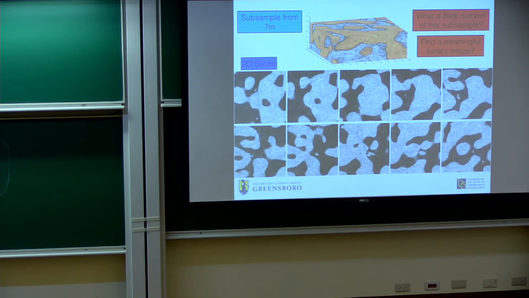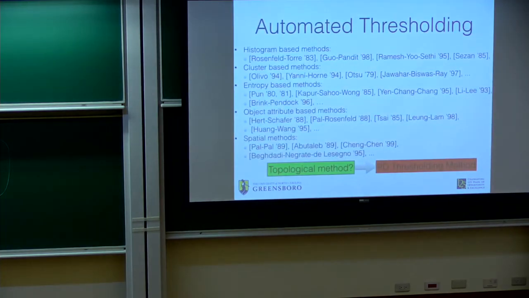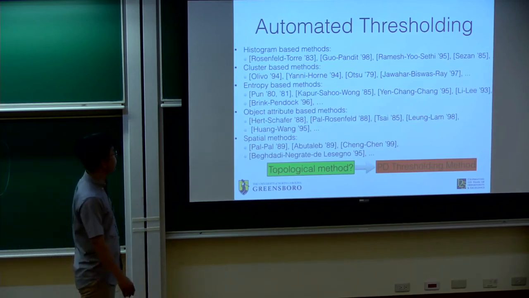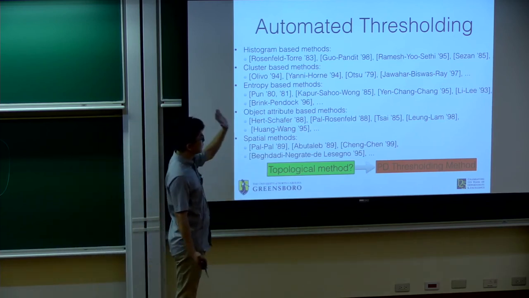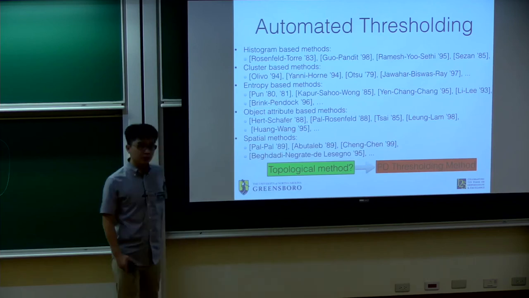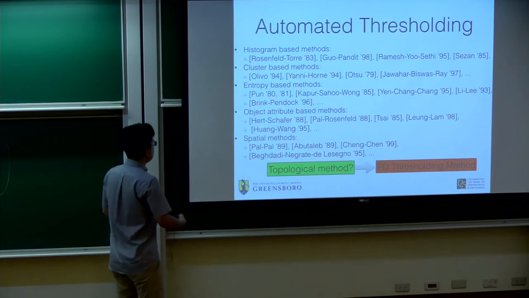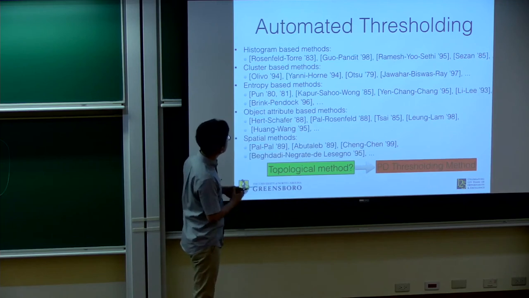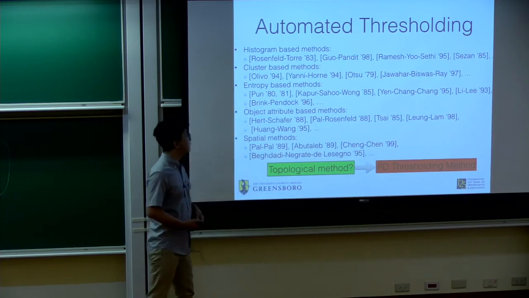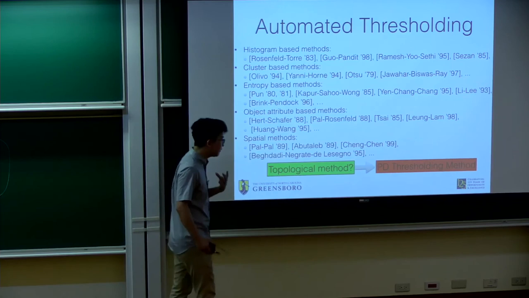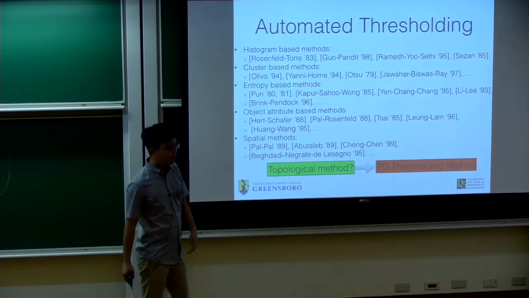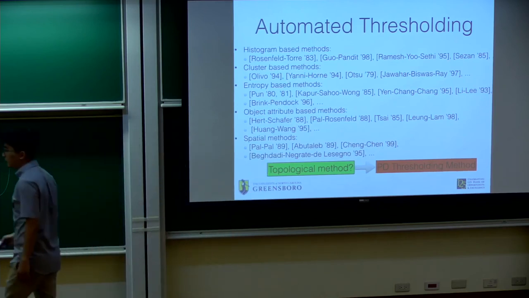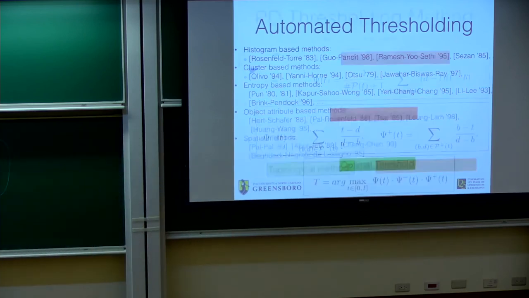Okay? So the very first thing we do is an automatic thresholding method. It's a very simple way. If you look at the automatic thresholding methods out there, they are very traditional, classical ways in image processing. They're all based on some histogram of the pixels, or some entropy of the pixels, but very few methods are based on the topology of the underlying images. That's why we came here and give them the PD thresholding method.